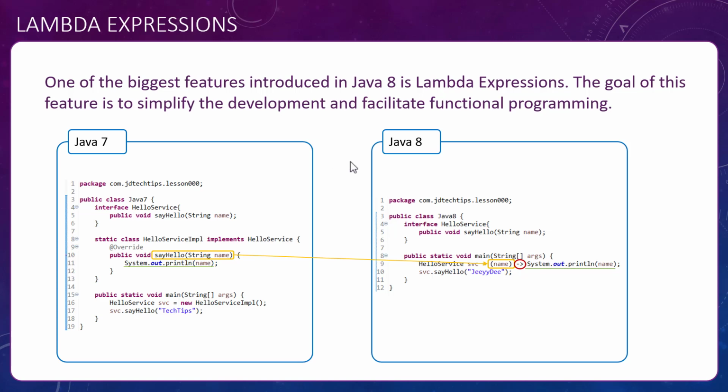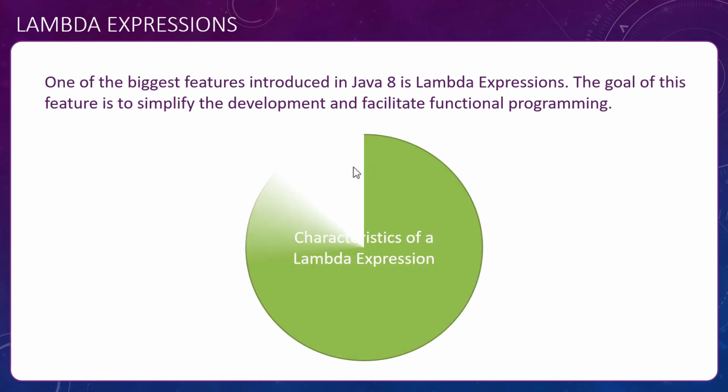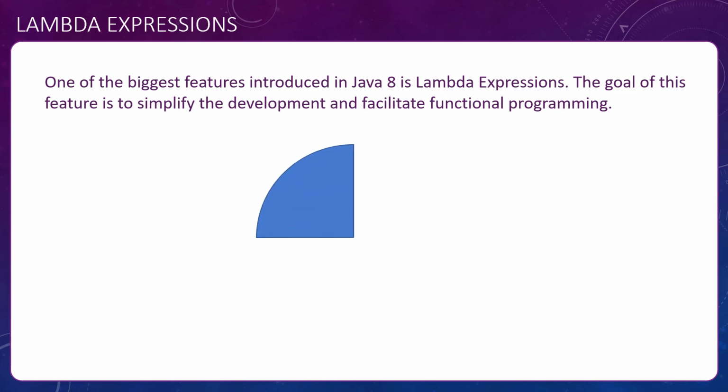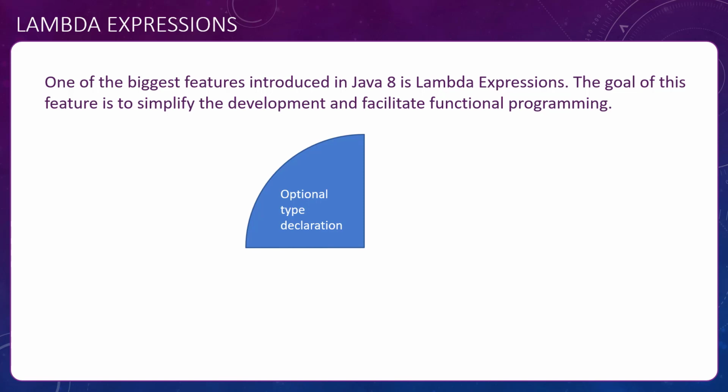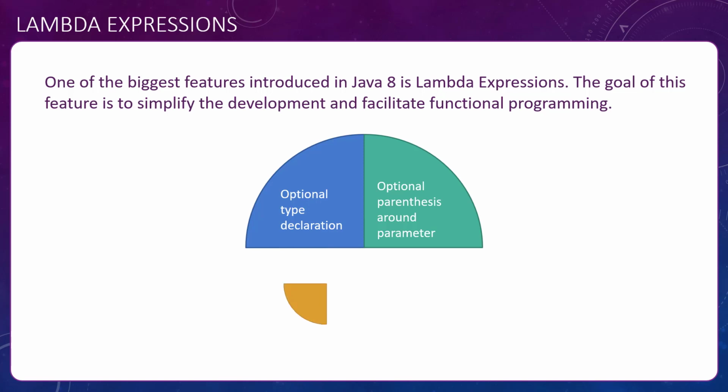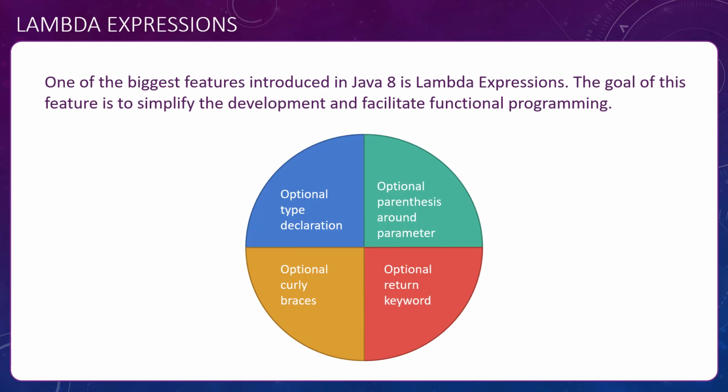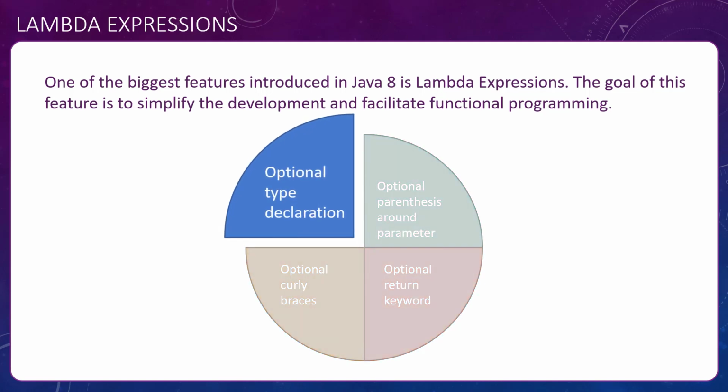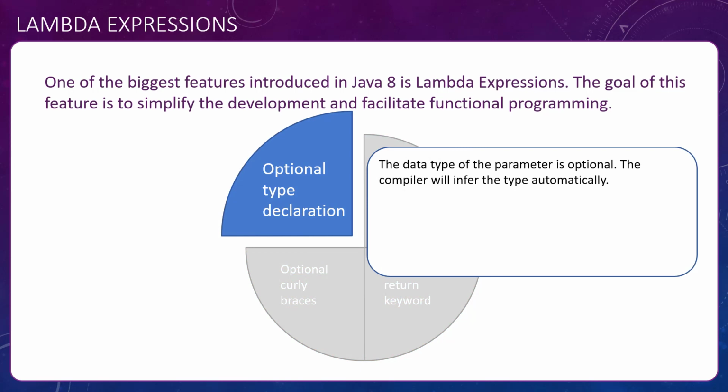So what are the characteristics of a Lambda expression? First, it's optional type declaration. Second, it's optional parentheses around parameter. Third, optional curly braces. And finally, optional return keyword. What do we mean by this? For the optional type declaration, the data type of the parameter is optional as you have seen earlier. So the compiler will infer the type automatically.